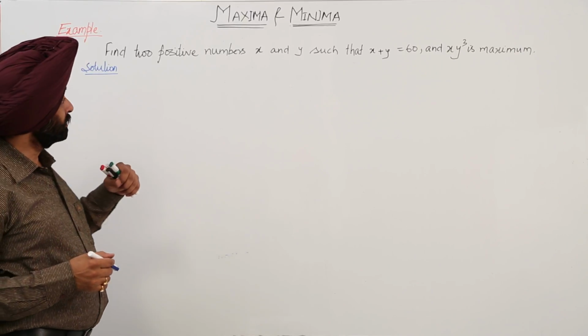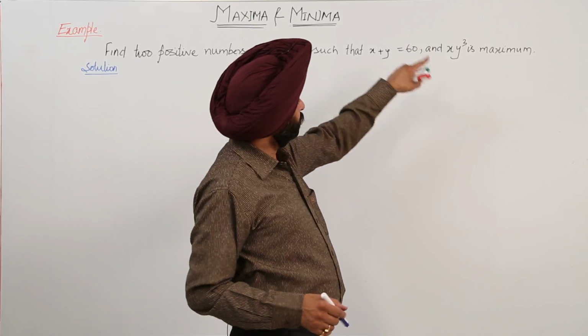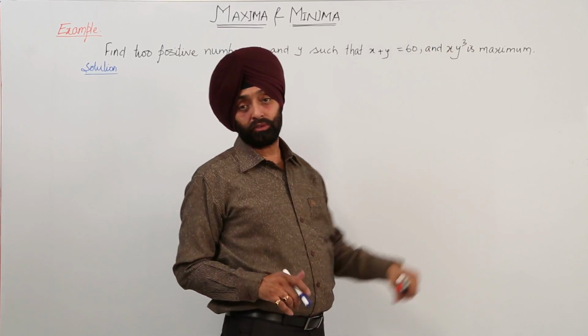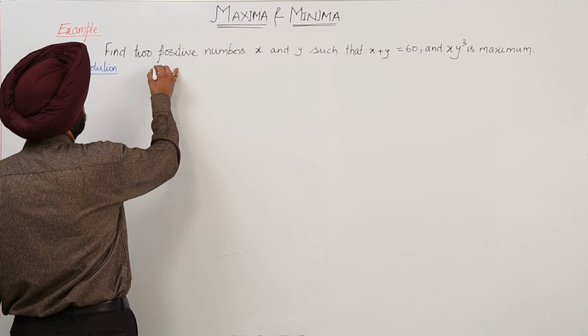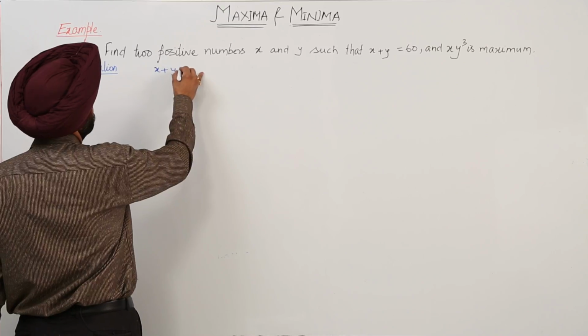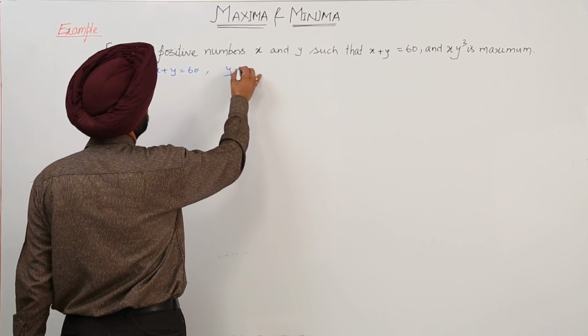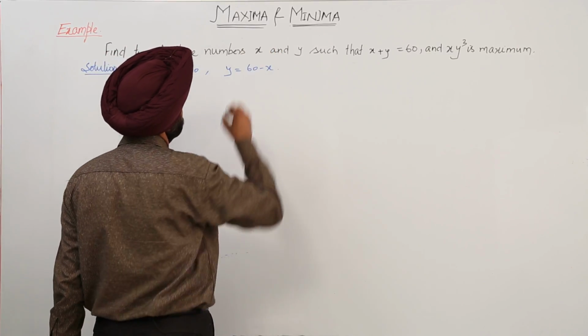It is given in this question x plus y is equal to 60, and we have to find the values for x and y when x y cube is maximum. Now, given x plus y is equal to 60, or y is equal to 60 minus x.